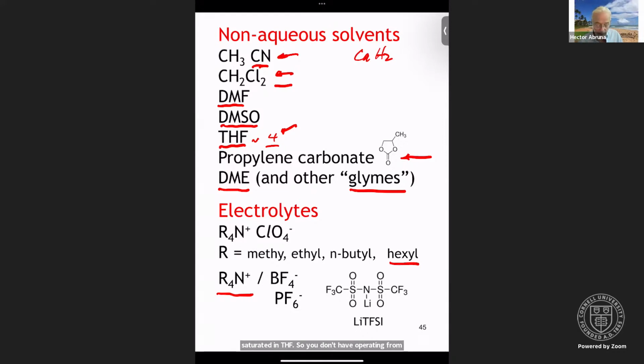Non-aqueous electrolytes: tetraalkyl ammonium perchlorates are common. Tetraalkyl ammonium BF4 and PF6. Typically methyl, ethyl, butyl, and hexyl will be the typical ones. Lithium TFSI is used a lot in battery materials, and there are many more that one can use.